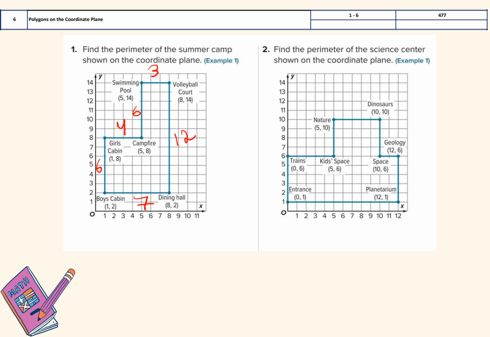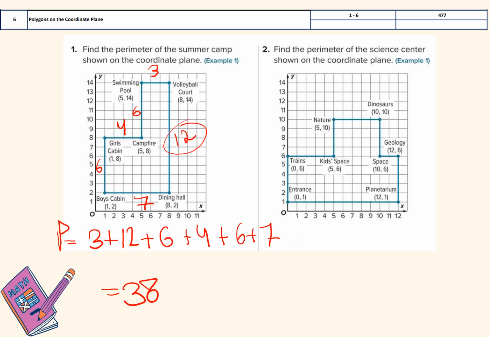So what to do after finding the length of each line segment? You're going to add them to find the perimeter. You're going to add all the numbers you got. Okay. Here we have 12. I forgot to write it. Then 6, 4, 6 again, 7. The answer is going to be 38 units. 38 units. Of course, we use linear units to measure the perimeter.